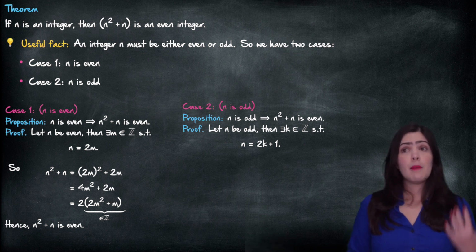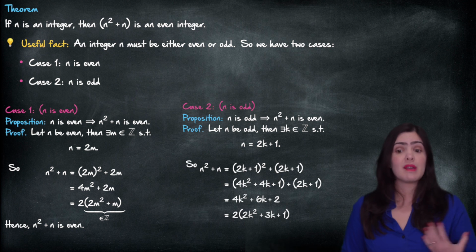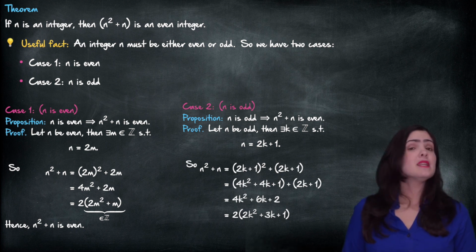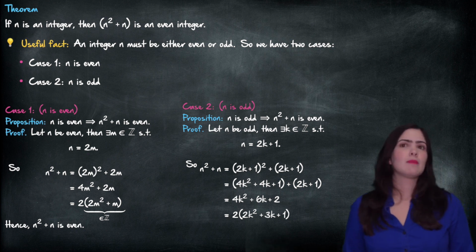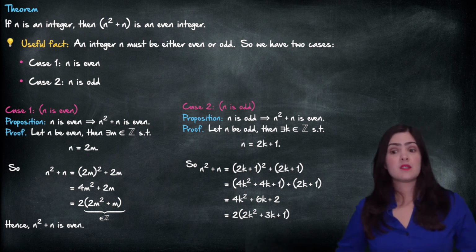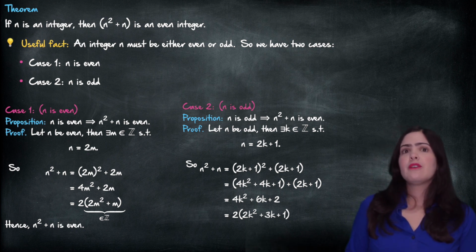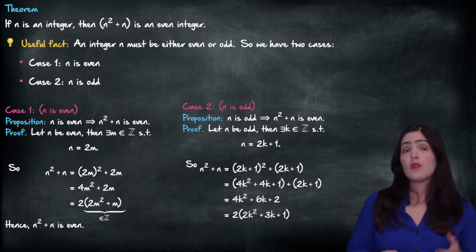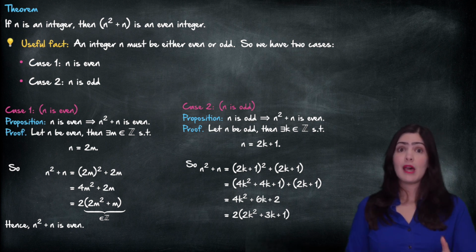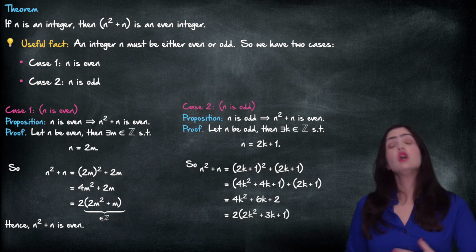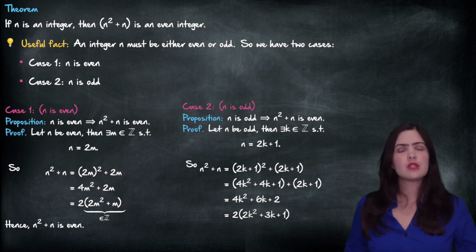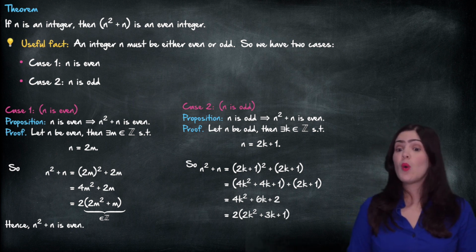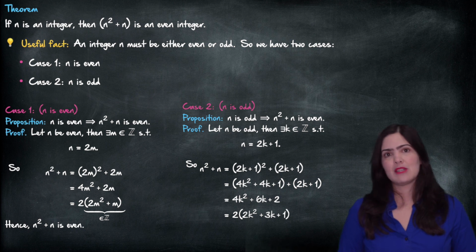So now if I plug this into n squared plus n, we'll have that n squared plus n is (2k plus 1) squared plus 2k plus 1. Now we need to expand this square. That gives us 4k squared plus 4k plus 1 plus 2k plus 1. And then we perform the additions to simplify things a little bit. And then we have that this is 4k squared plus 6k plus 2.